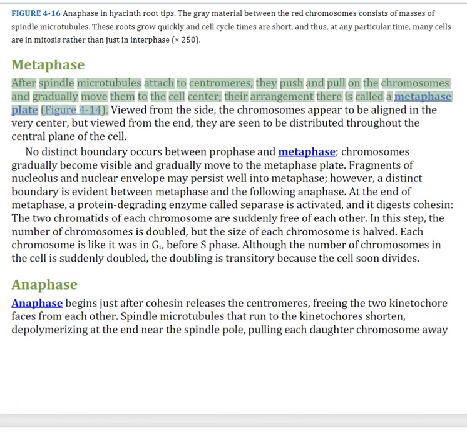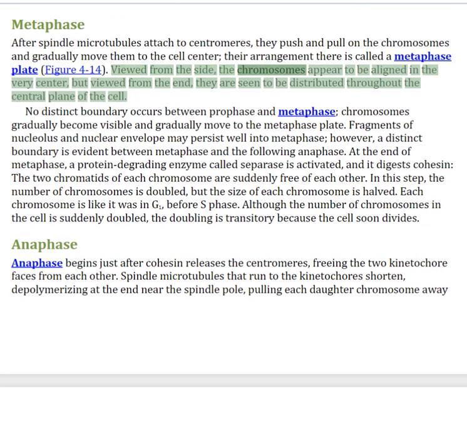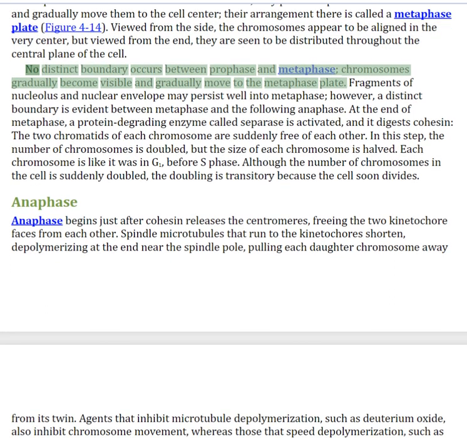Metaphase. After spindle microtubules attach to centromeres, they push and pull on the chromosomes and gradually move them to the cell center. Their arrangement there is called a metaphase plate. Viewed from the side, the chromosomes appear to be aligned in the very center, but viewed from the end, they are seen to be distributed throughout the central plane of the cell. No distinct boundary occurs between prophase and metaphase. Chromosomes gradually become visible and gradually move to the metaphase plate.